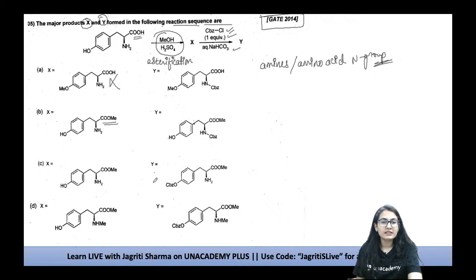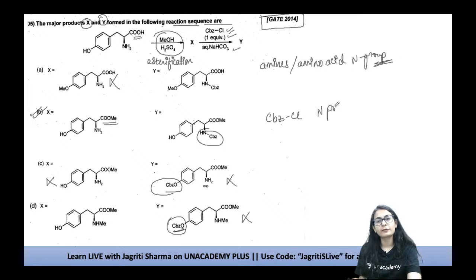Alright, further what do we see? Further we see that there is nitrogen which has just got protected. So your answer is option number B. The answer is not option number C, because oxygen is not going to react with the CbZCl, because nitrogen is a better nucleophile at that. So this is completely wrong. And once again, as you see, oxygen is connected to CbZ. Not at all. CbZCl is a nitrogen protecting group.